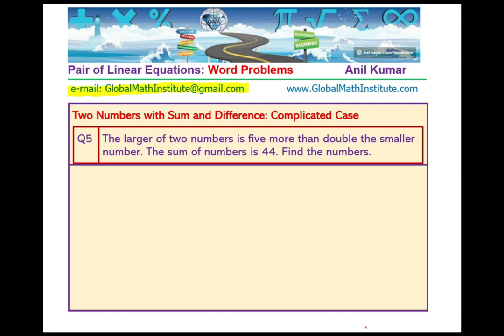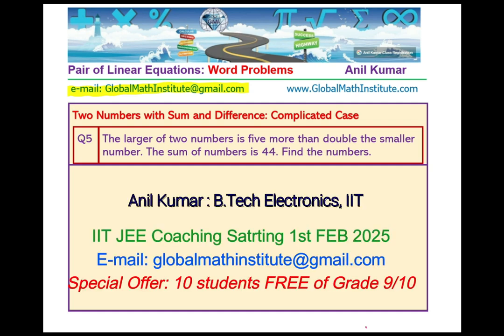Question number 5 here is: larger of two numbers is 5 more than double the smaller number. The sum of numbers is 44. Find the numbers, right? So again, the two numbers are x and y, where x is larger. So I'm writing x greater than y.